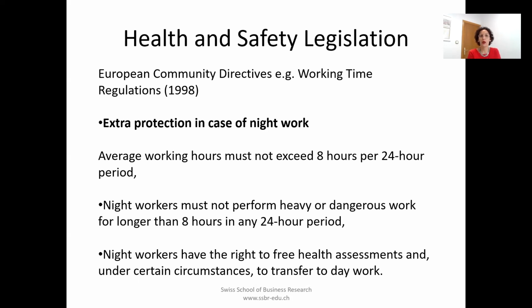In many companies, per law, you are bound to pay night workers more than day workers because it is hazardous to our health to work at night, as it goes against our natural physiological clock. That is why extra protection is granted within the community directives. Average working hours in case of night shifts must not exceed 8 hours per 24-hour period. Night workers must not perform heavy or dangerous work for longer than 8 hours in a 24-hour period. And night workers have the right to free health assessments and, under certain circumstances, to transfer to day work.